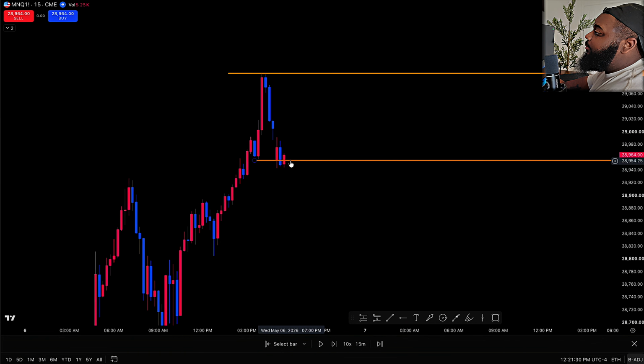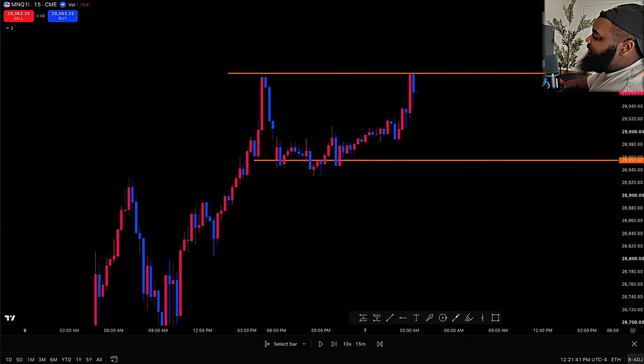So, okay, we got a body close right here. We're just waiting for a full retracement. So we got that right there, but now price is starting to range. Do you guys see that?